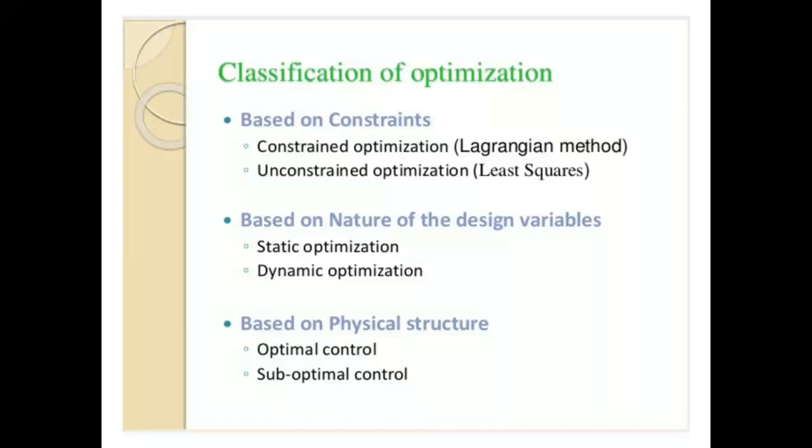So, as we were discussing the classification of optimization in the last video lecture, I will be moving ahead with the same classification. In the last video lecture, I discussed the classification based on the nature of design variables. There, I told you that it is classified into static optimization and dynamic optimization. Static optimization problem is to find values to a set of design parameters that make some prescribed function of these parameters minimum subject to certain constraints.